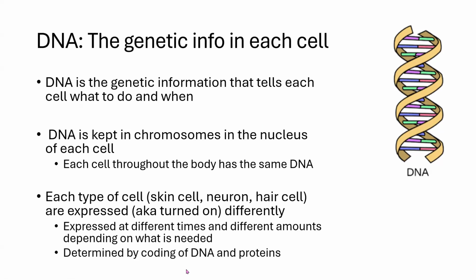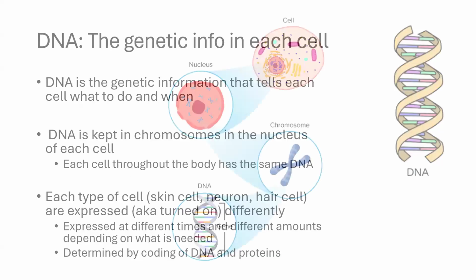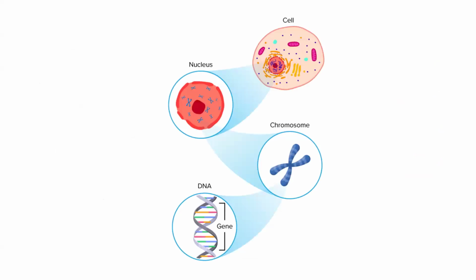And this code determines whether we have a skin cell, a cell in the brain, or a neuron growing out of our hand. It is determined by the coding of the DNA and proteins, which we'll talk about more later. Here's a little diagram showing what I meant when I said a cell has a nucleus, which has a chromosome, which contains the DNA.